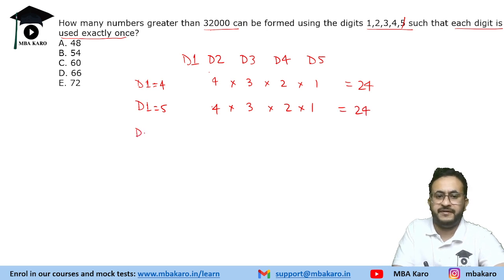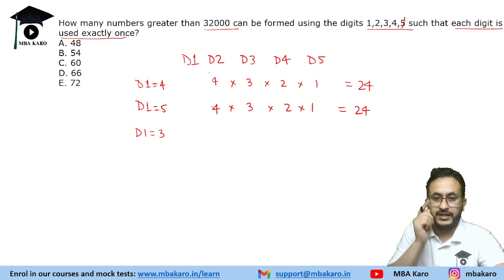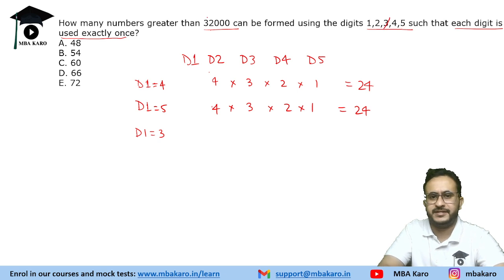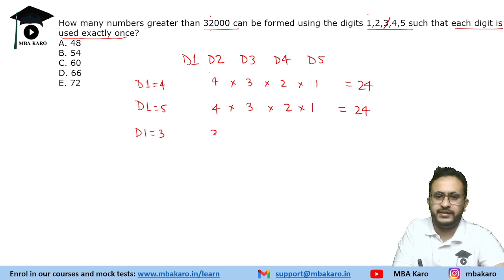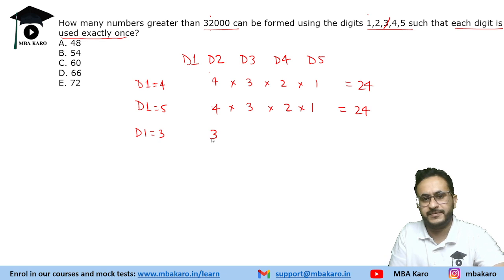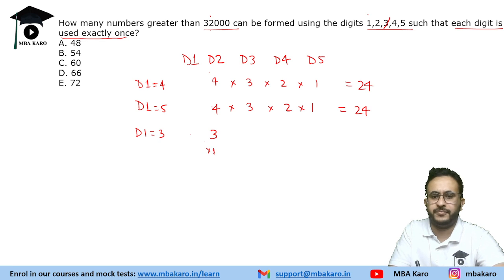But what if d1 is equal to 3? Okay, now d1 is equal to 3. How many options do we have for the second digit? Can we have 4 options? Can we use 1 here? No, we cannot use 1. So we have only 3 options available. We cannot use 1 here, so 1 cannot be used.